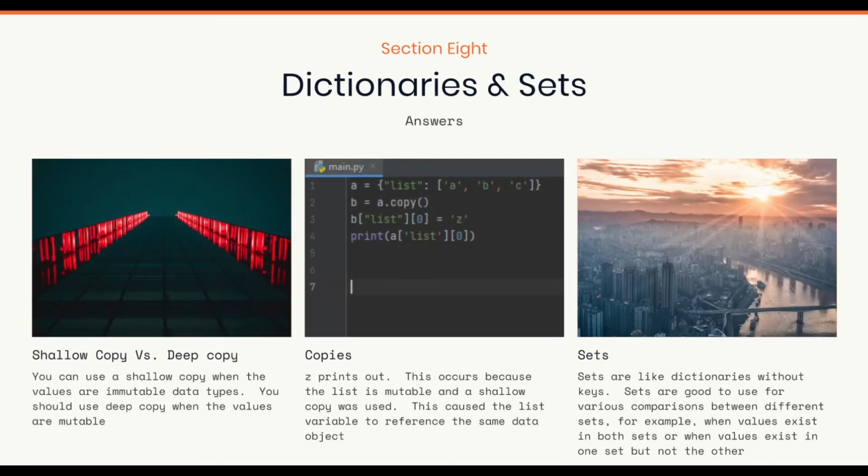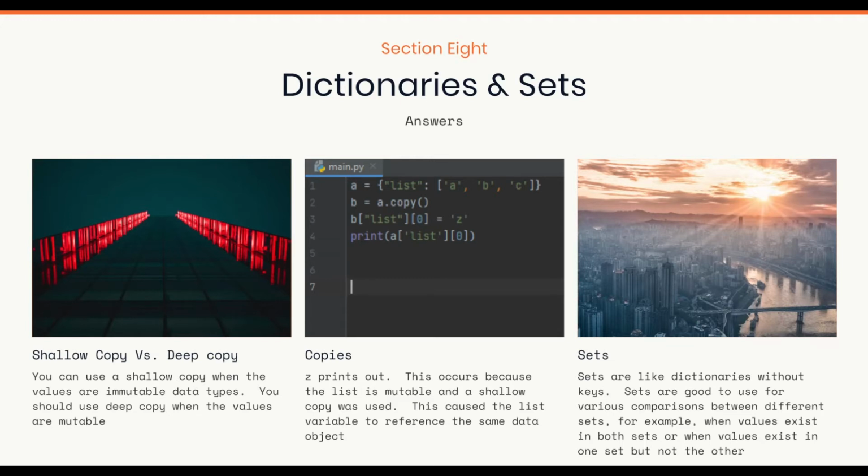All right, the answer to question 1. You can use a shallow copy when values are immutable data types. You should use a deep copy when the values are mutable. And again, this has to do with variables referencing the same or different data objects. So immutable types would be integers, strings, or floats, and so on. And mutables would be lists. The reason you want to be careful when you're working with copies on that level is because you don't want to accidentally change a value for a variable that affects another or affects the same data object when you don't expect it, because that usually ends up creating bugs.